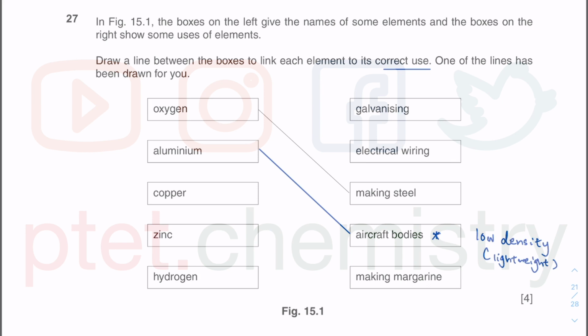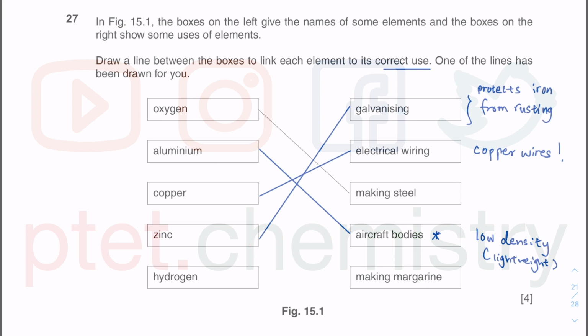Copper is used for electrical wiring. We keep on talking about copper wire. We said that in the previous case already. So copper wire is used to make electrical wiring. Zinc is mainly used for galvanizing. Galvanizing means protecting iron from rusting, because zinc is a more reactive metal. So zinc will react with oxygen instead of iron, and therefore the iron doesn't rust. Instead, it's the zinc that will react with oxygen.